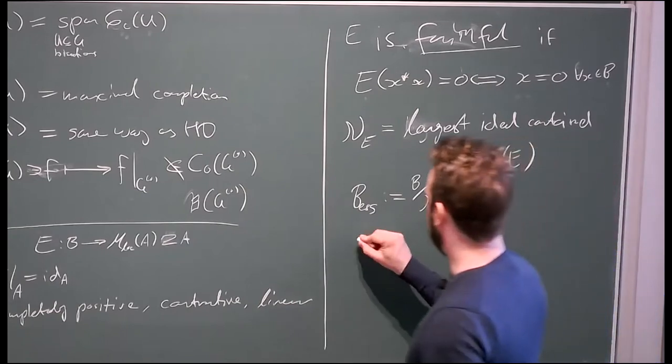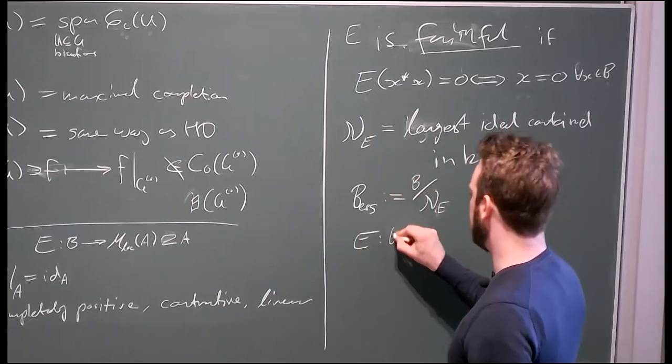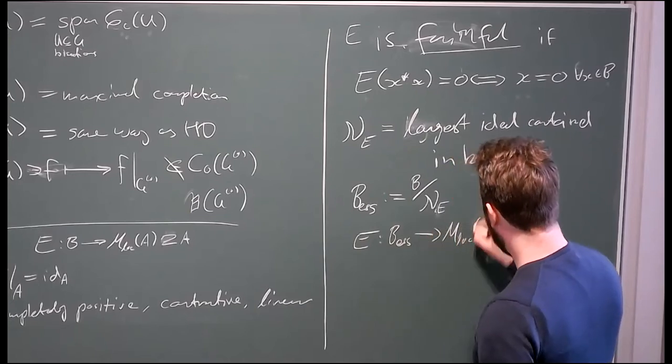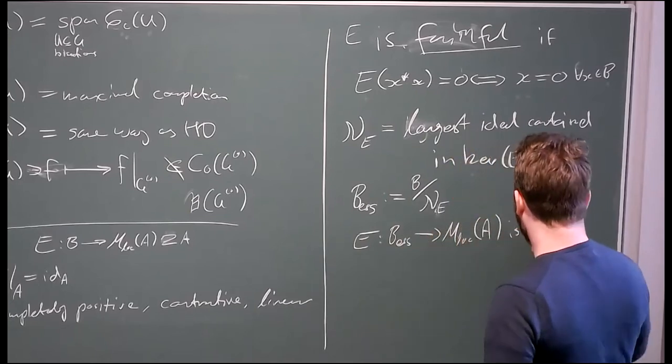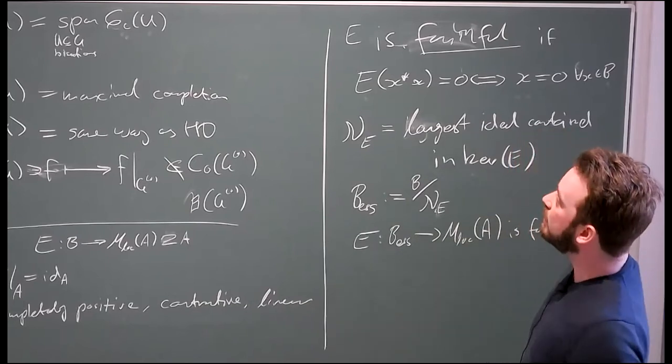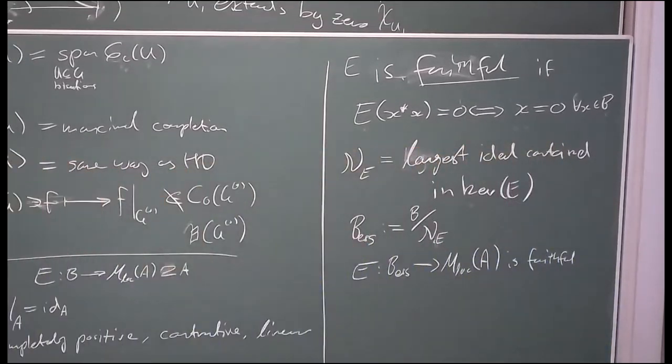So then you have something that I'm going to overload the labeling of and call E, and this goes from B essential to M lock A, and it is faithful. I want to do a similar thing for my non-Hausdorff groupoid construction.